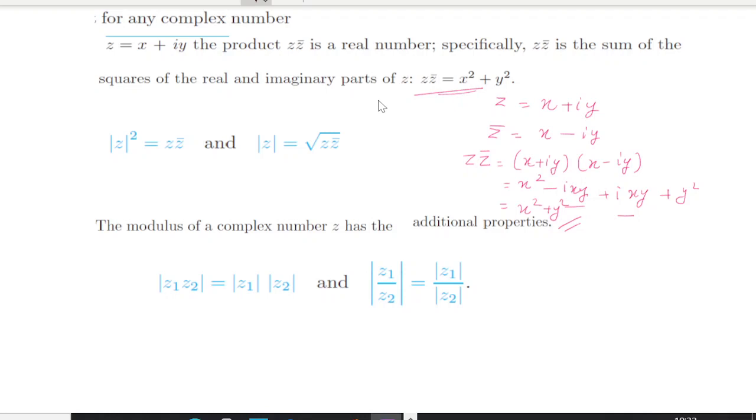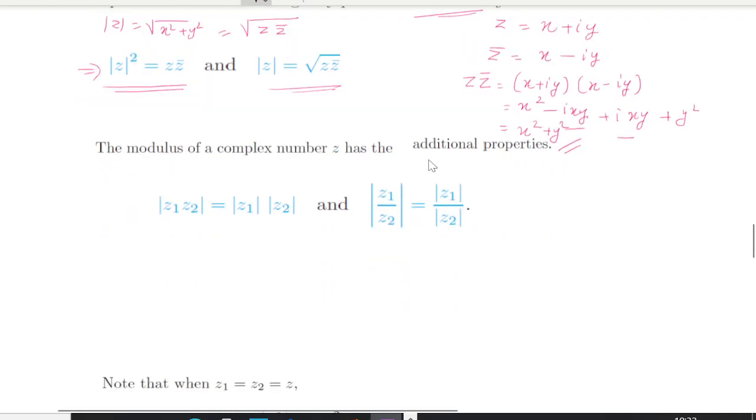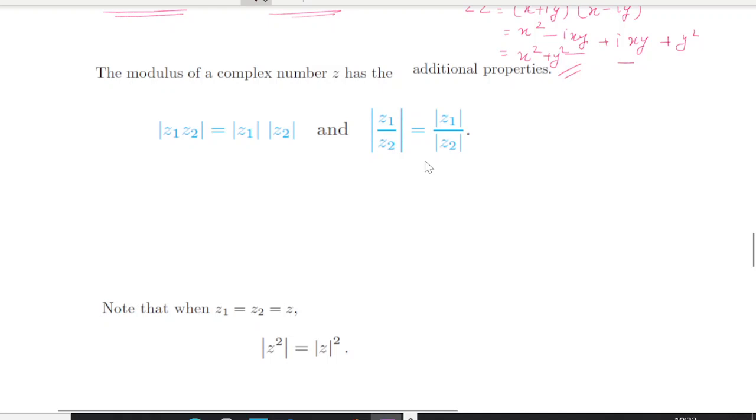Now the square root of x square plus y square is going to be the modulus value, or the absolute value of z. So in particular you can write mod z is equal to square root of x square plus y square, and that's equal to square root of z z bar, which implies modulus of z square equal to z z bar and modulus of z equal to square root of z z bar. Thus, the modulus of a complex number z has additional properties like this. What is this property? Modulus of z1 z2 equal to modulus of z1 into modulus of z2. Will it be true?